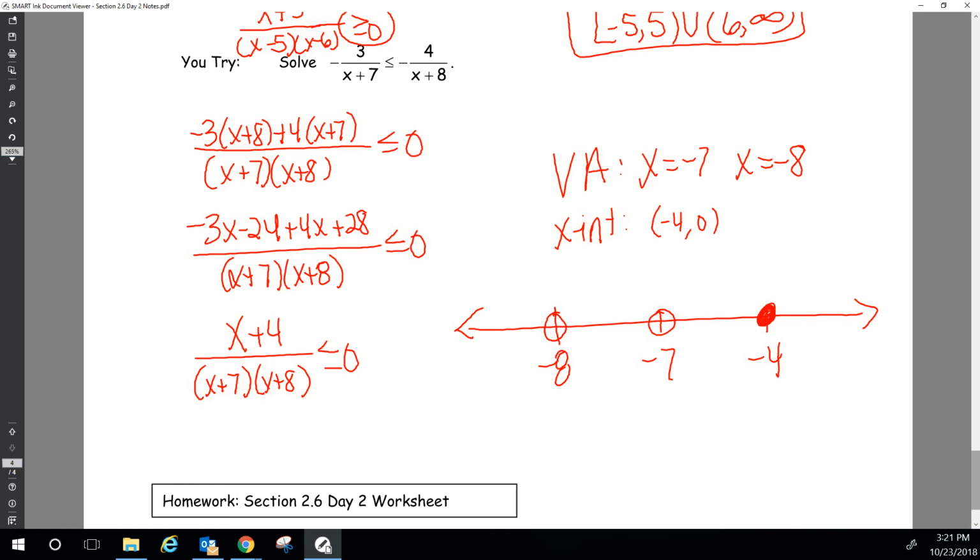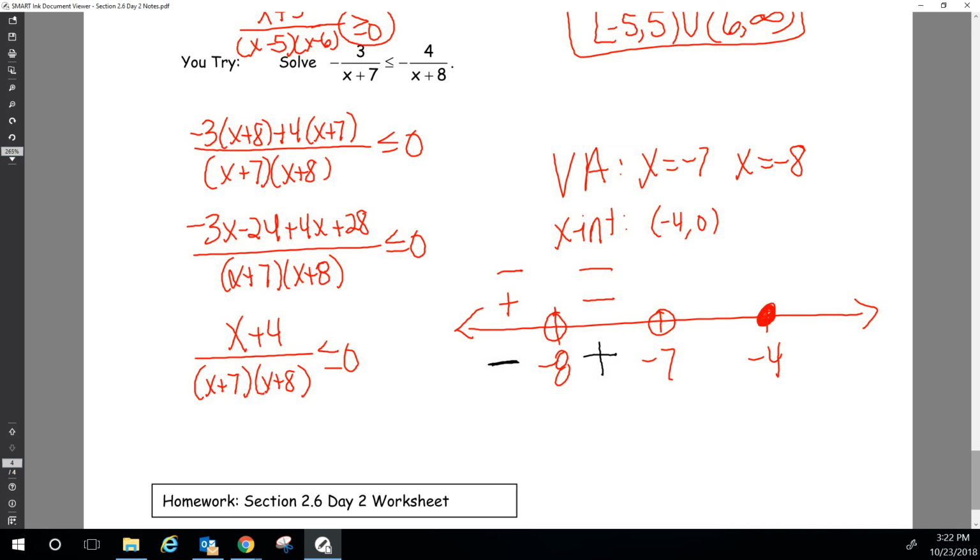Testing something less than negative 8, so negative 9. Negative 9 plus 4 would be negative. Negative 9 plus 7 is negative. Negative 9 plus 8 is negative. Negative times negative is positive on the bottom. Negative divided by positive would be negative. Between negative 7 and negative 8 would be negative 7.5. Negative 7.5 plus 4 is negative. Negative 7.5 plus 7 would be negative. Negative 7.5 plus 8 would be positive. So negative times positive is going to be negative. Negative divided by negative is going to be positive.